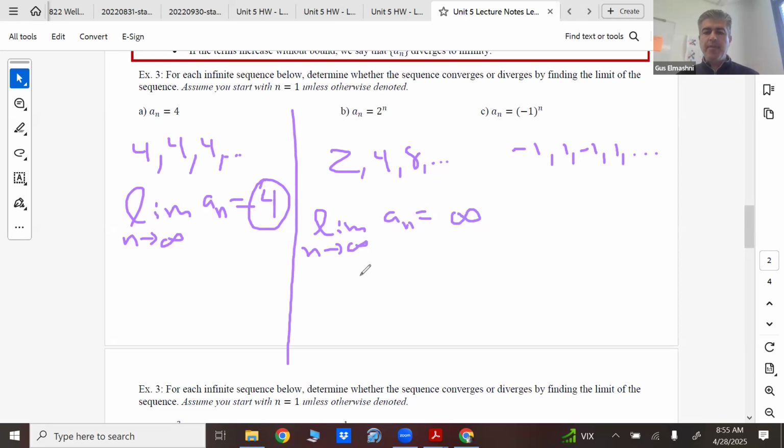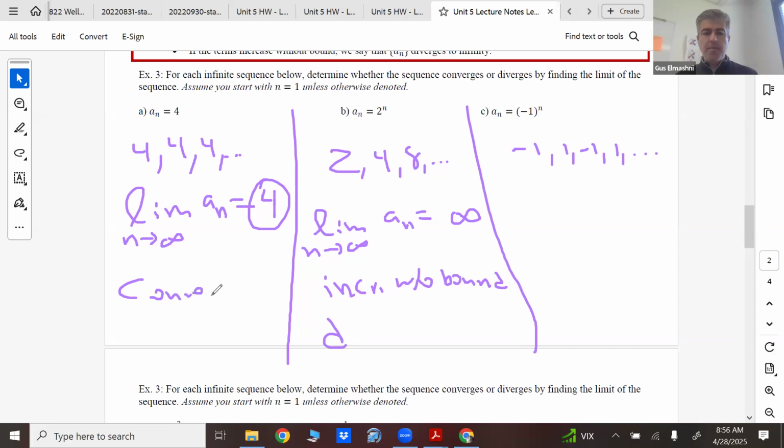But this one is going to be infinity. It increases without bound. Meaning you can increase, but you have to eventually hit a limit or ceiling to say the limit exists. In this case, it does not. So we say it diverges. So this converges, and that diverges.